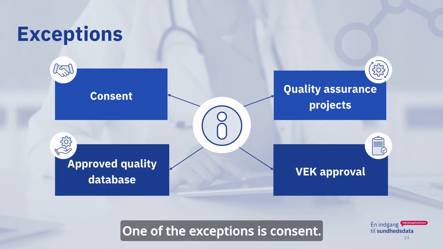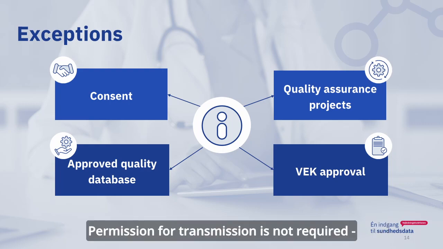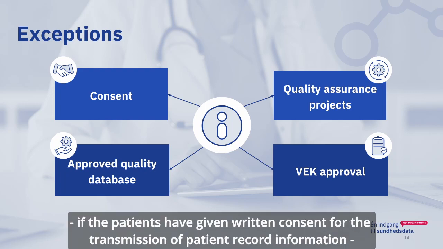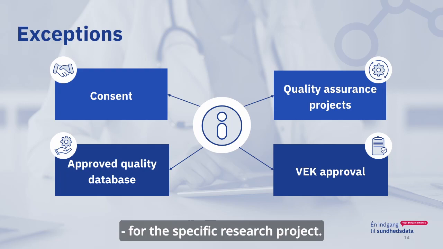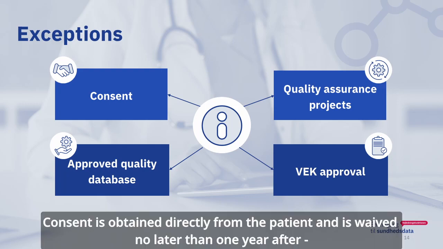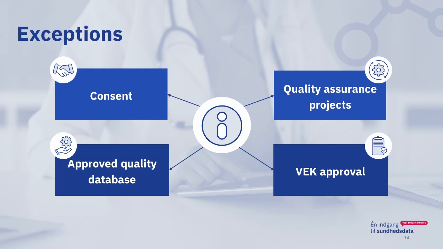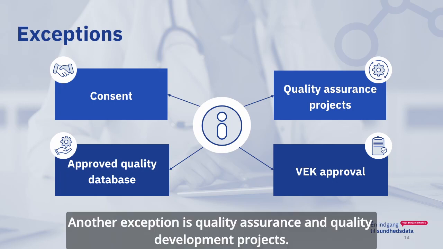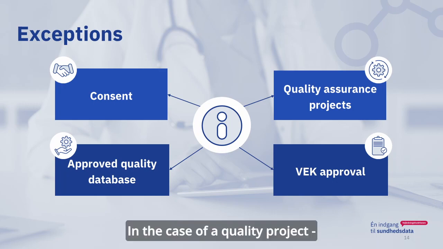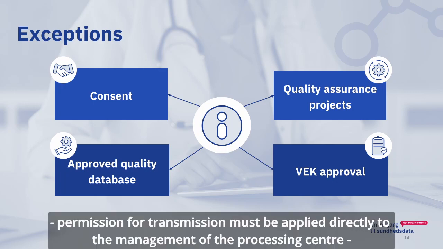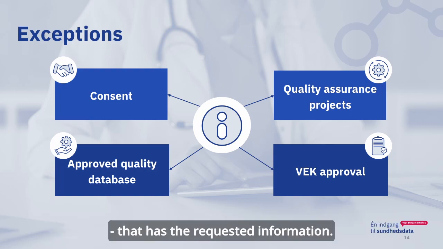One of the exceptions is consent. Permission for transmission is not required if the patients have given written consent for the transmission of patient record information for the specific research project. Consent is obtained directly from the patient and is waived no later than 1 year after, after which a new written consent must be obtained. Another exception is quality assurance and quality development projects. In the case of a quality project, permission for transmission must be applied for directly to the management of the processing center that has the requested information.